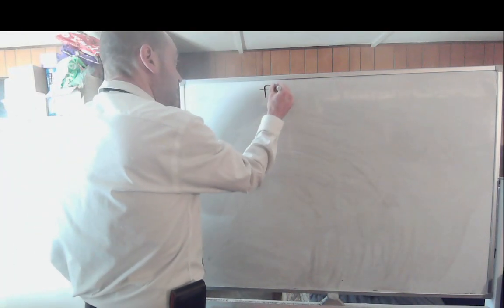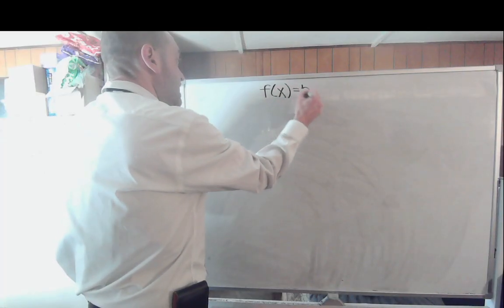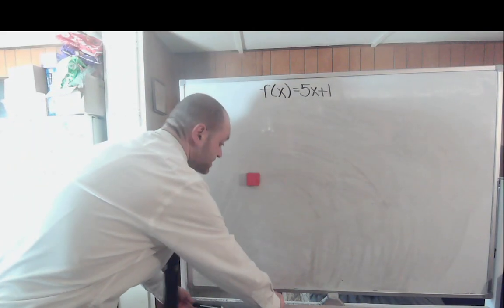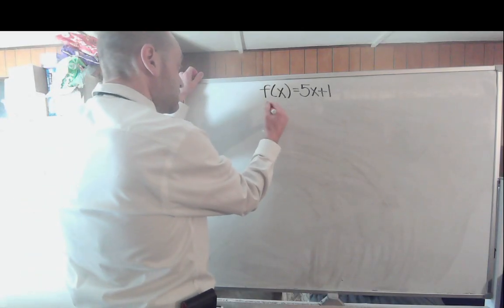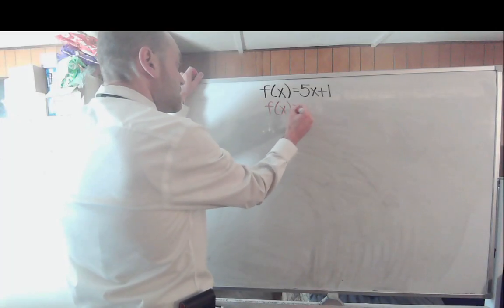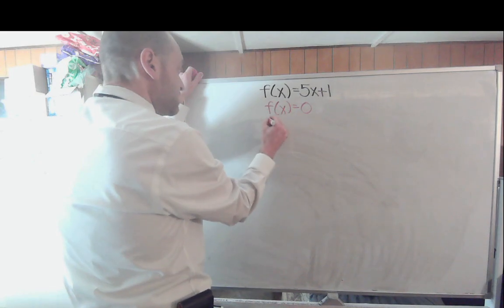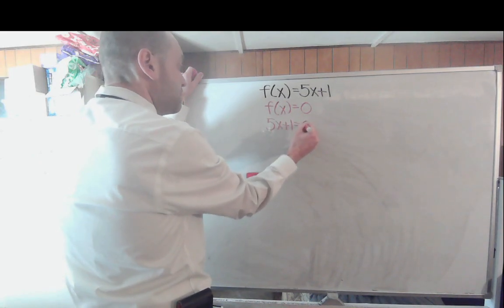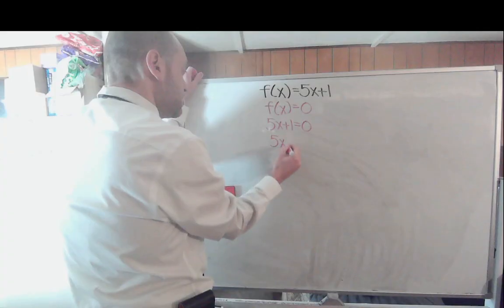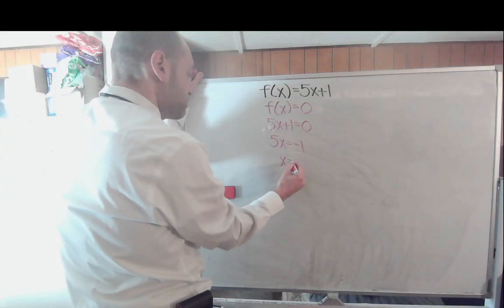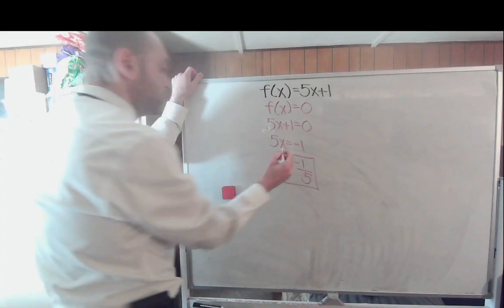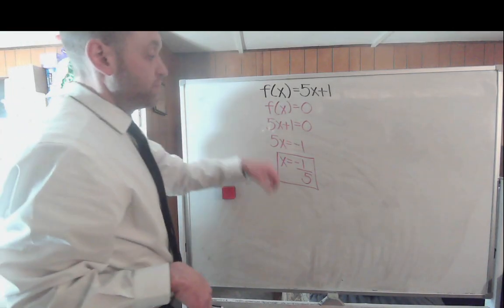Alright, f of x equals 5x plus 1. Again, we want to find where f of x equals 0. So that means we're going to take that 5x plus 1, set that equal to 0, and solve for x. So 5x would equal negative 1, which means x would equal negative 1/5. So when x equals negative 1/5, f of x would equal 0.